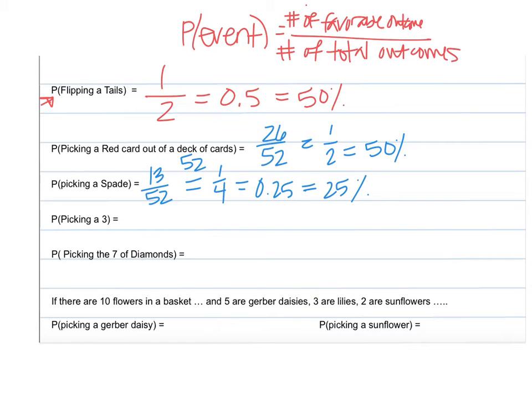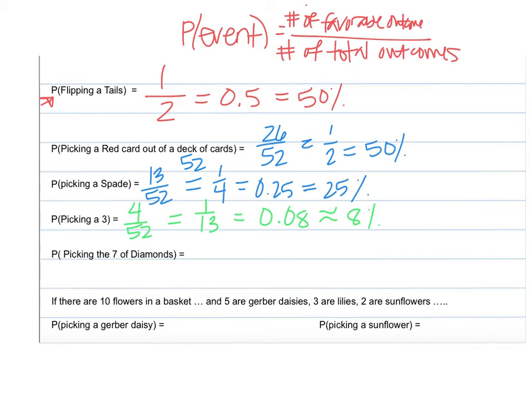Picking a 3, well, there's a 3 in every suit, which means that there's 4 3s because there's a 3 of hearts, 3 of diamonds, 3 of clubs, and 3 of spades. So 4/52. And then I know that if I divide them both by 4, I get 1/13. And then on my calculator, I'm going to do 1 divided by 13. And I get a really long decimal, so I'm going to round that to my nearest hundredth, which would be 0.08. So it would be approximately 8%.